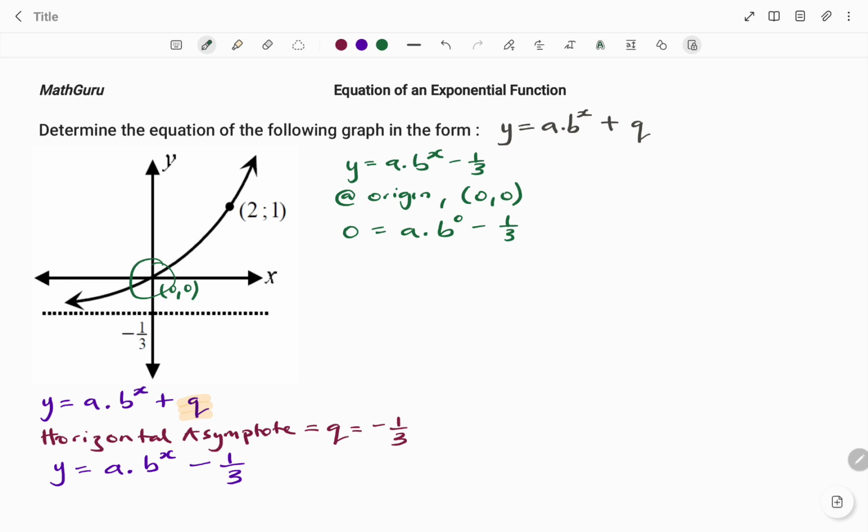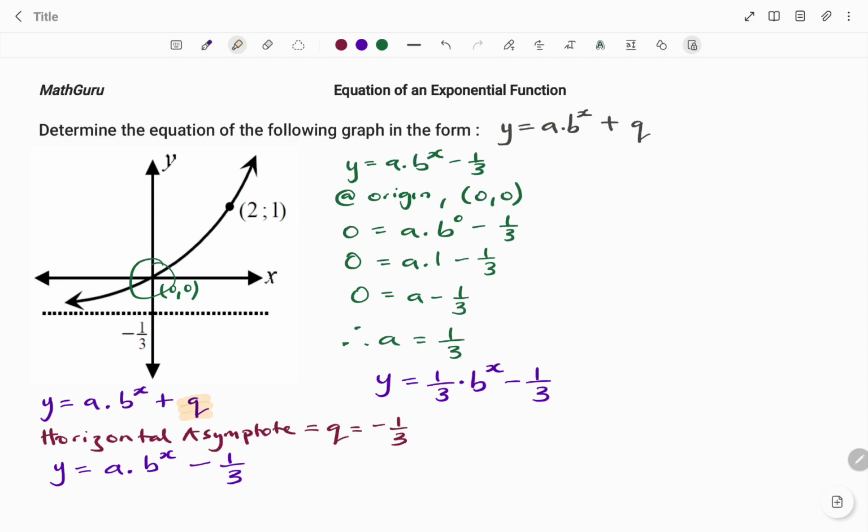If I simplify, I have 0 equals a times any number or variable raised to the power of 0, which is 1. So that's a times 1 minus 1/3. I have 0 equals a minus 1/3. And if I add 1/3 to both sides, I'm going to have a equals positive 1/3. So therefore, my equation becomes y equals, I have the value of a as 1/3 times, I don't know the value of b yet, to the power of x minus 1/3.